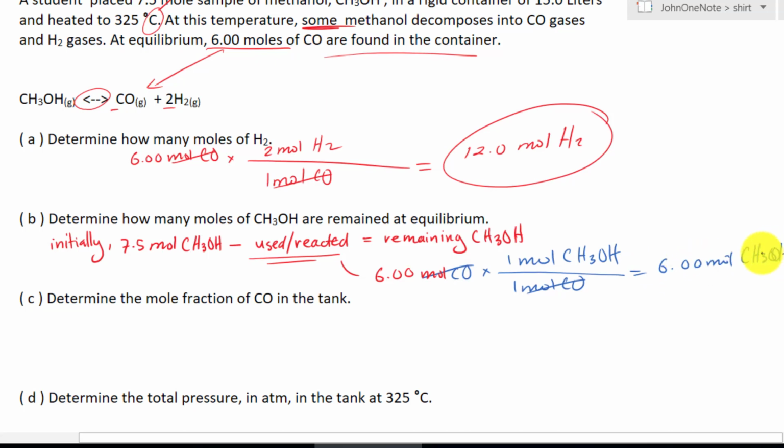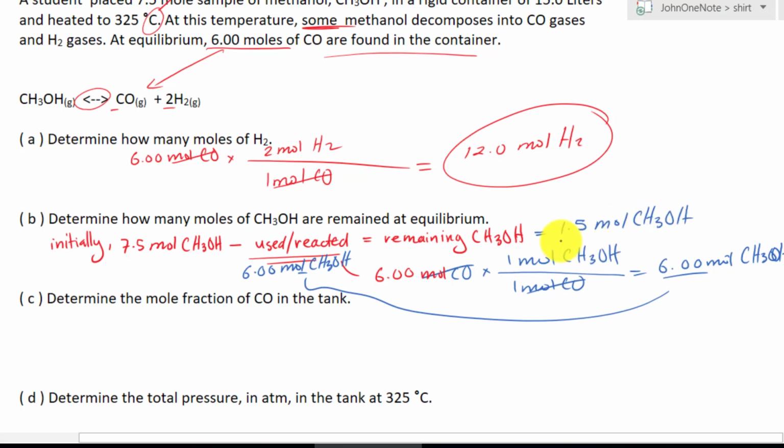So now we can plug this in here, okay? We can plug this in here. So now it's going to be 6.00 moles of CH3OH being used. And what is 7.5 minus 6.00? That turned out to be, easy math, 1.5 moles of CH3OH. There you go. And that is how much CH3OH is remaining in the container after being decomposed into carbon monoxide and hydrogen gas.